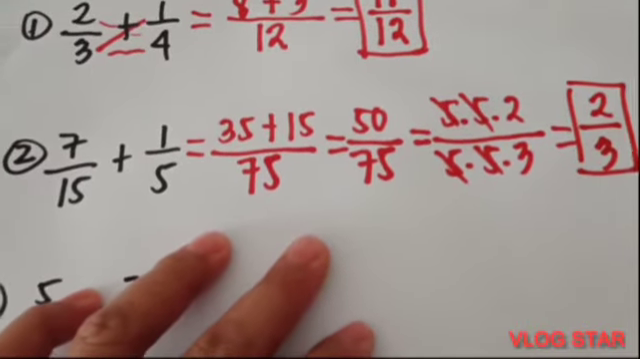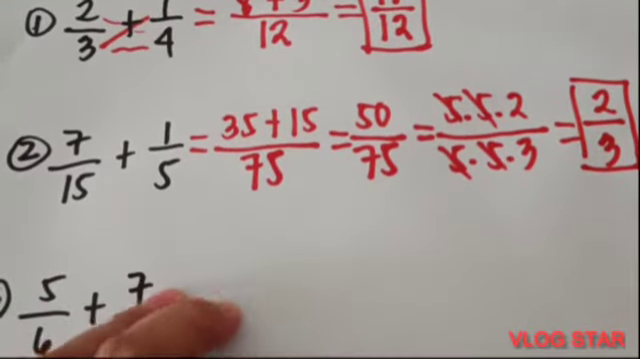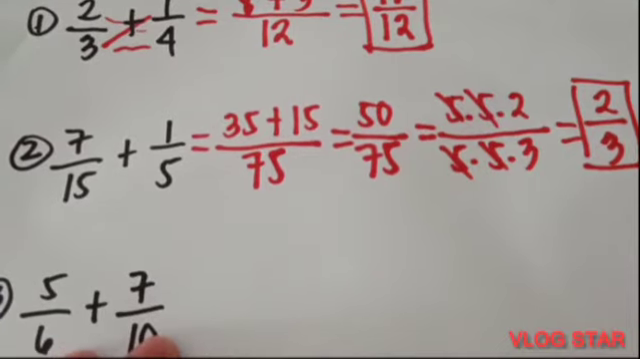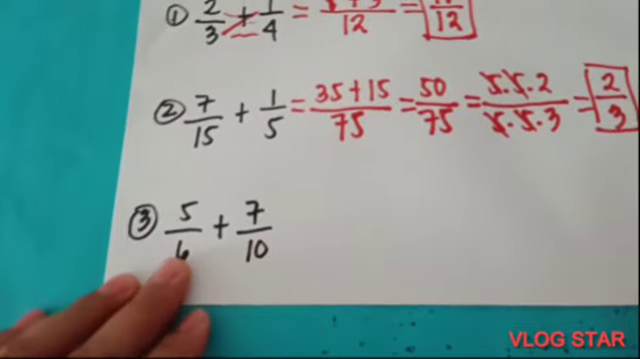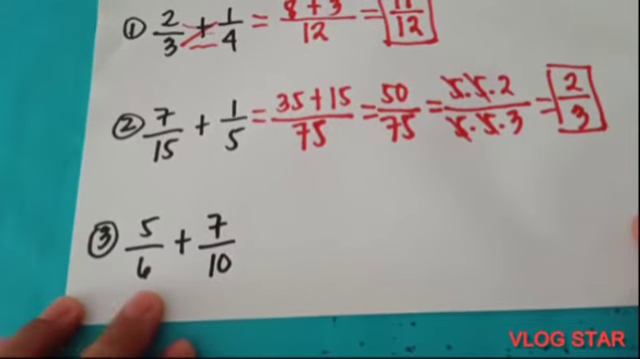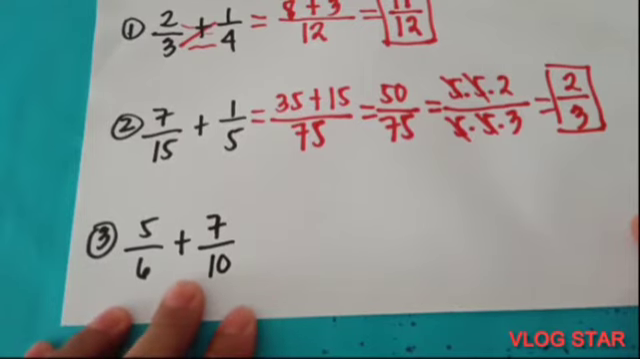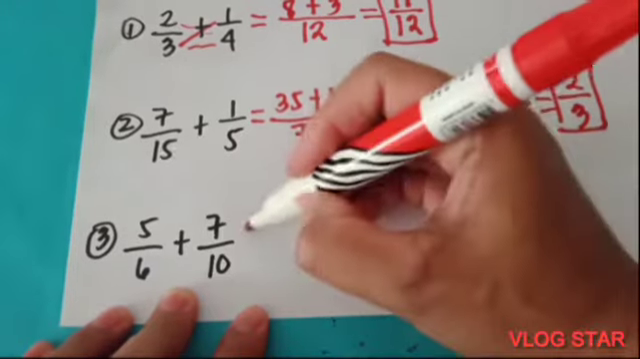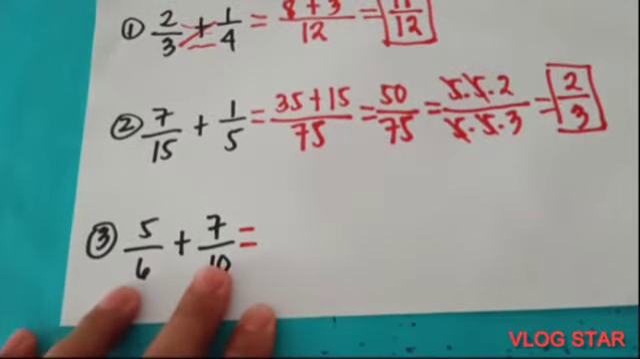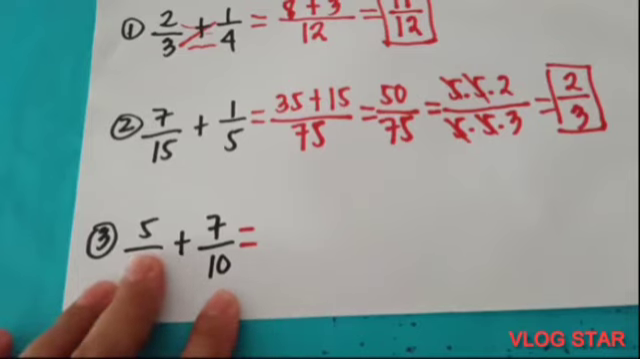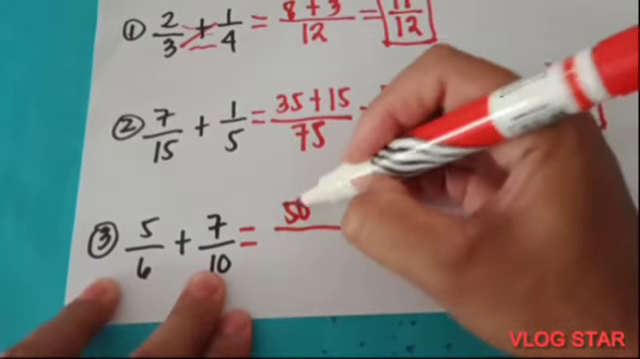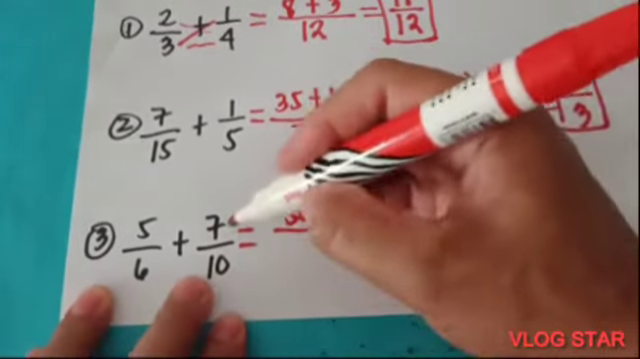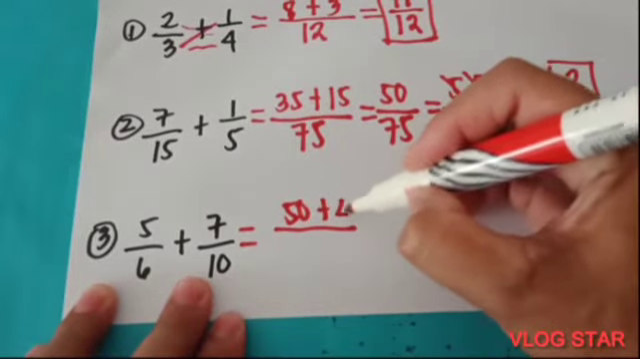So, yan ang tamang sagot sa number 2. So, let us take example number 3. Sa number 3 naman ay meron tayong 5/6 plus 7 over 10. So, ang sagot natin is 5 times 10, 50 plus 6 times 7 is 42.